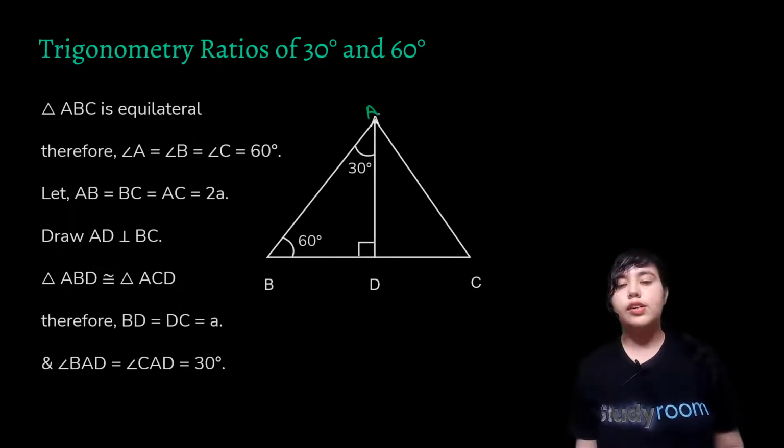Now for this triangle ABC, let me take this triangle ABC to be equilateral. Equilateral means all the 3 sides are equal, which means AB, BC, AC are equal.